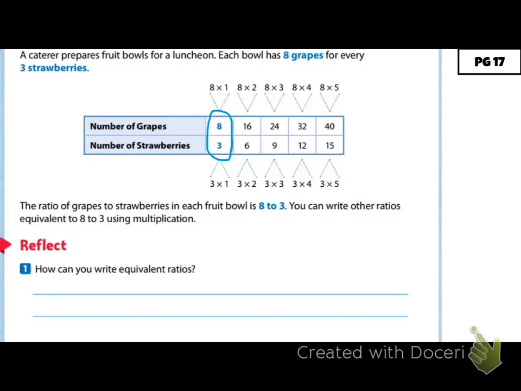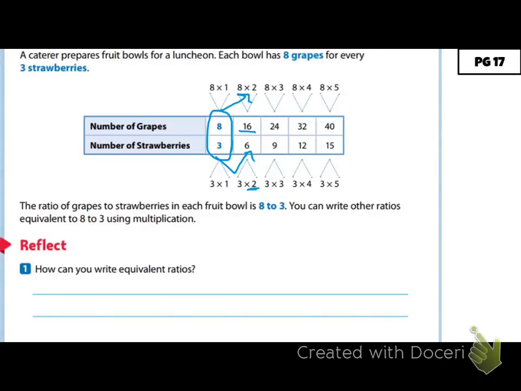The ratio of grapes to strawberries in each bowl is 8:3. You can write other ratios equivalent to 8:3 by using multiplication. So you can see here that we're taking this 8 and multiplying it by 2 to get 16. If we multiply that by 2, that means we have to multiply this one by 2 to get 6.